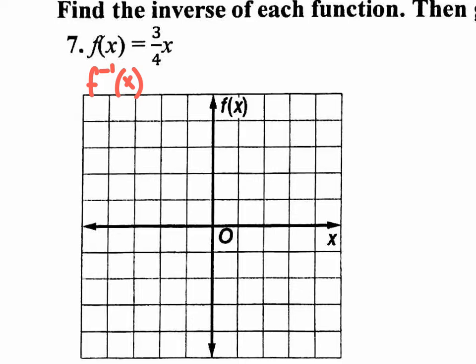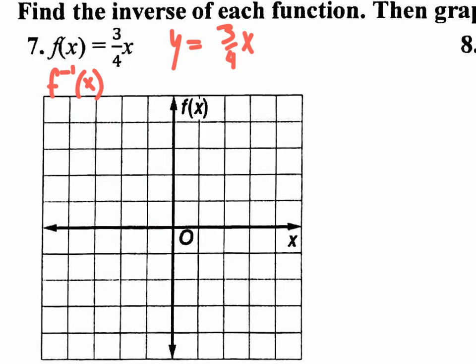First of all, let's get rid of the f of x. Let's replace it with the y. So you really have y equals 3/4 x. And how do we find the inverse? It's on your notes. How do you find the inverse? Switch x and y, and then what? Solve for y. That's right. Switch x and y, then solve for y.